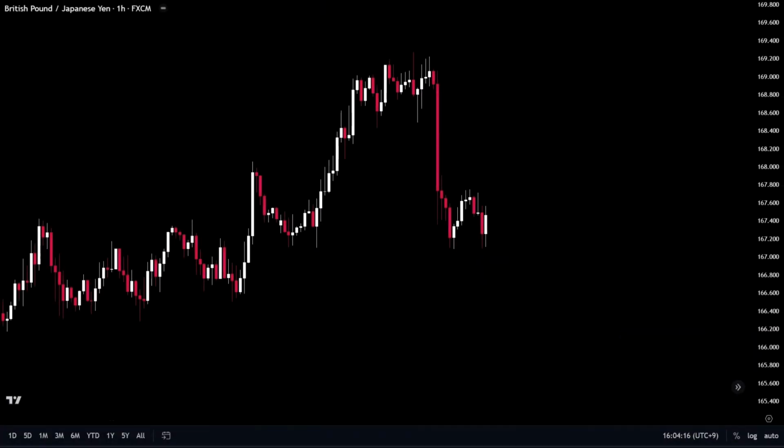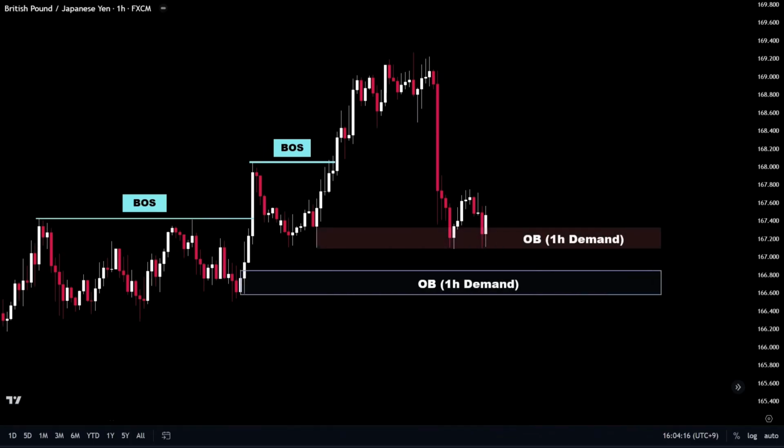Here, we have the 1-hour time frame of the Pound Yen chart. We can see that the price is in an uptrend and has formed these bullish BOS patterns. Within this context, we can identify these two potential demand areas where the price could potentially reverse and continue its bullish trend. However, the key question is, how can we determine which of these zones is safer to trade and more likely to be respected by price?